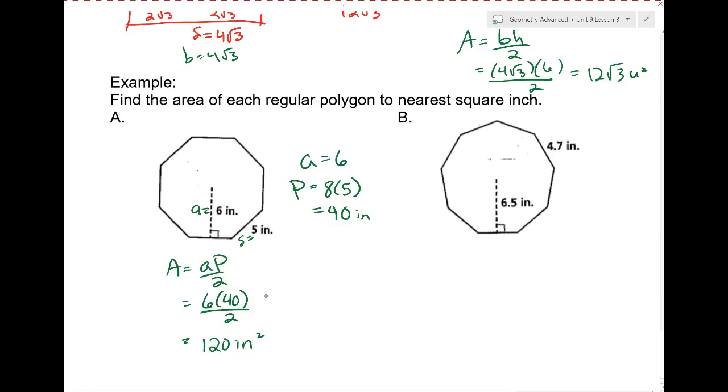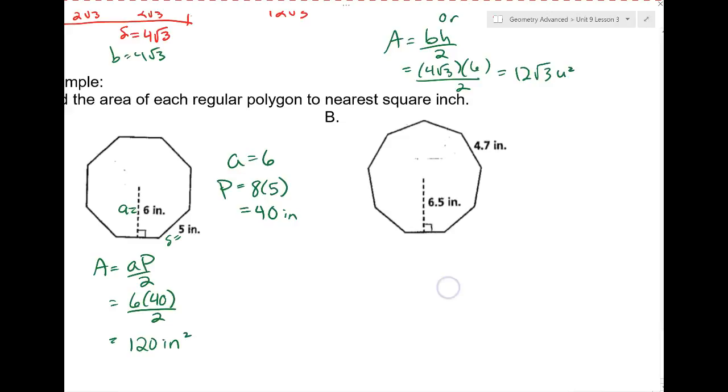All right, let's look at the next one. Do we know the apothem again? Yes, so there's our apothem. Can I find the perimeter? How many sides does that have? 9, isn't it? So 9 times 4.7, what did you get? 42.3.